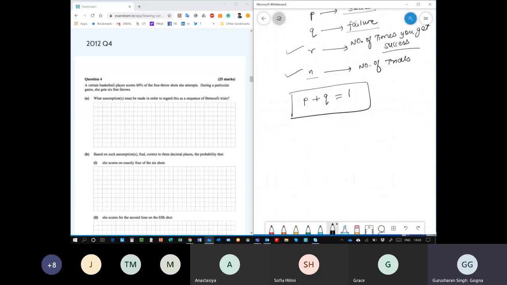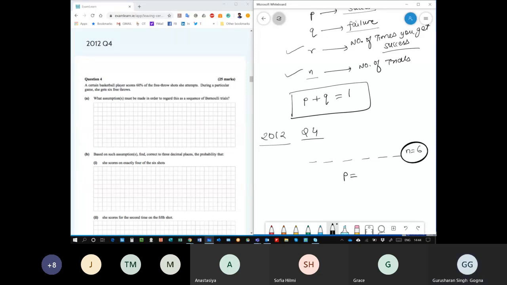So let's try this question and you will get a better understanding now. 2012 question number 4. A certain basketball player scores 60% of the free throw shots she attempts. During a particular game, she gets 6 free throws. So how many? 1, 2, 3, 4, 5, 6. Total 6. So what is n? 6 here. Number 2. What is the probability of success here, which is p?